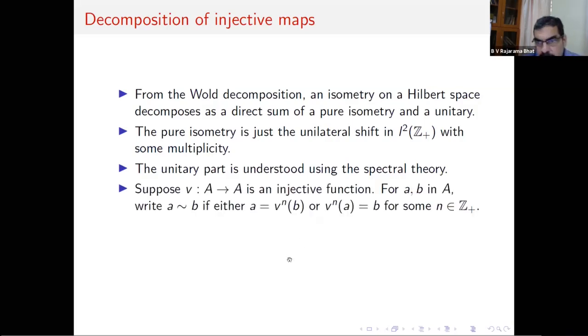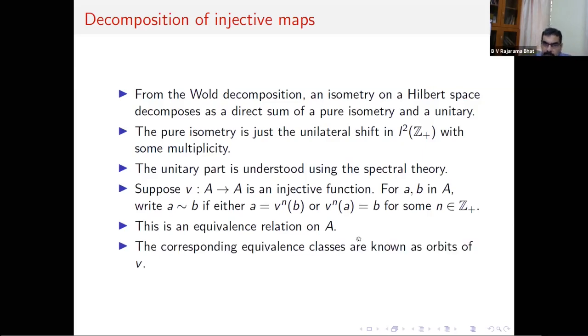Now we would like to do the similar thing for these injective functions. So what do we do? You have taken an injective function. For A and B in the set A, I will write A is equivalent to B, or you can go from A to B, if A is some power of V applied to B, or B is some power of V applied to A. So from B, you can go to A by applying V, or from A, you can go to B. One of the ways. It can be both. If either this way or this way, then you say A is equivalent to B. So that's an equivalence relation on A.